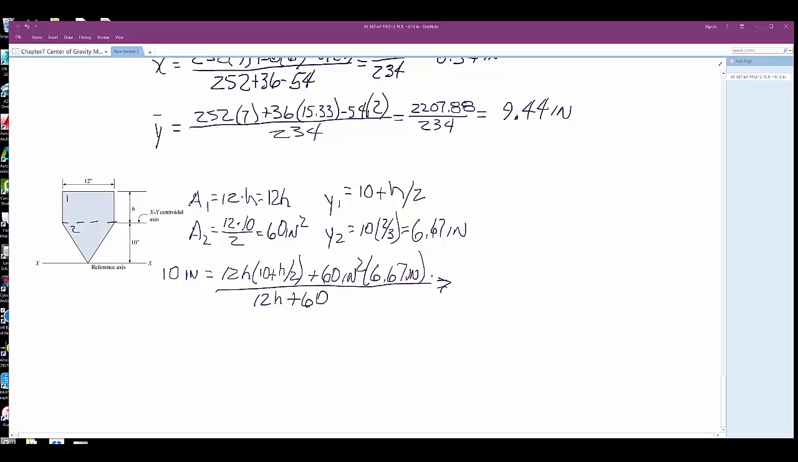So when we go to simplify that a little bit, we would say that 10 equals 120. That's 12 times 10, 120h, plus we have to do 12 times 1/2, which is 6, right? But then the h is the h times h, so it's h squared. Okay, and then plus 400, which is this 60 times 6.67. We divide that by the areas, we got 12h, plus 60.